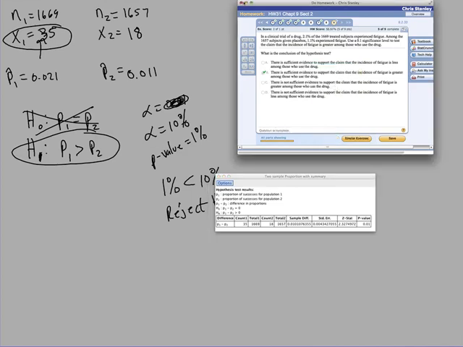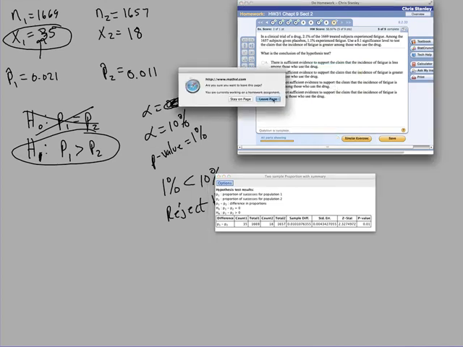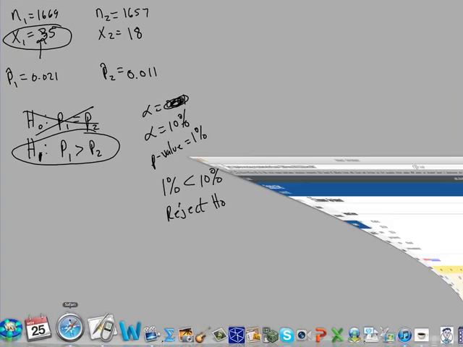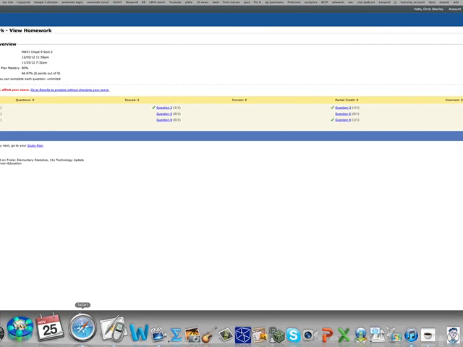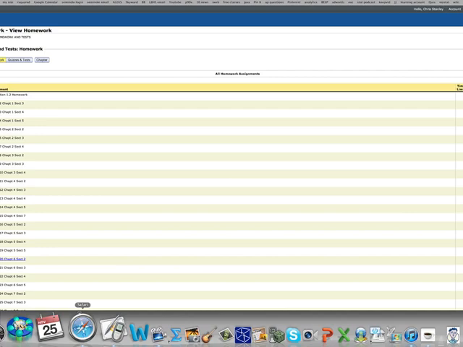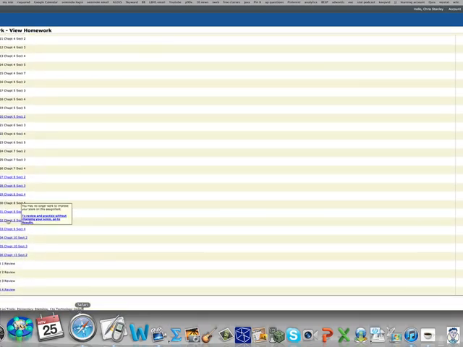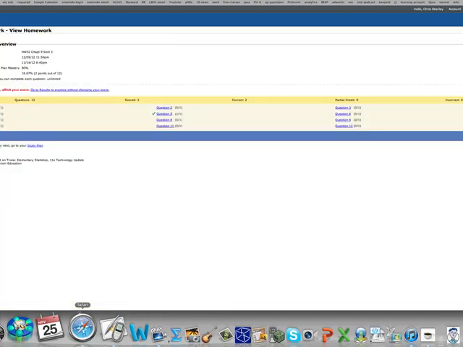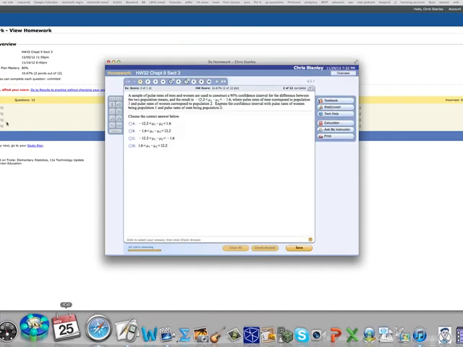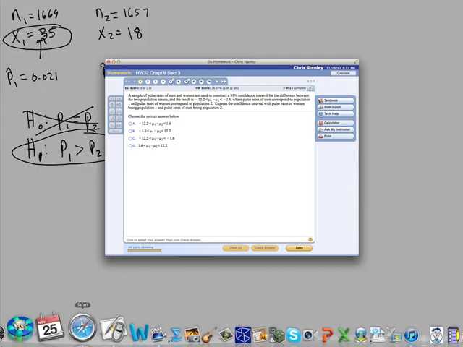Okay, let's go ahead and jump to the next homework, which would be 9.3. Let's go ahead and we are going to do 1, 2, 4, 5, 8, and 10. Okay, so this one here is a little bit tricky.